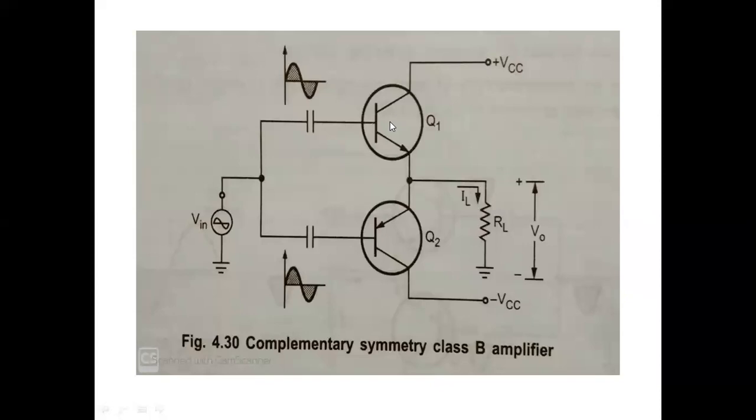Plus VCC is applied to Q1 and minus VCC is applied to Q2, and these two transistors are in common collector configuration. Because this is collector, this is emitter, and this is collector. Collector is common. Here the input signal is applied to the base and output is taken at the emitter. In this case also, the input signal is applied to the base and at the emitter we are taking the output. So that is, collector is common.